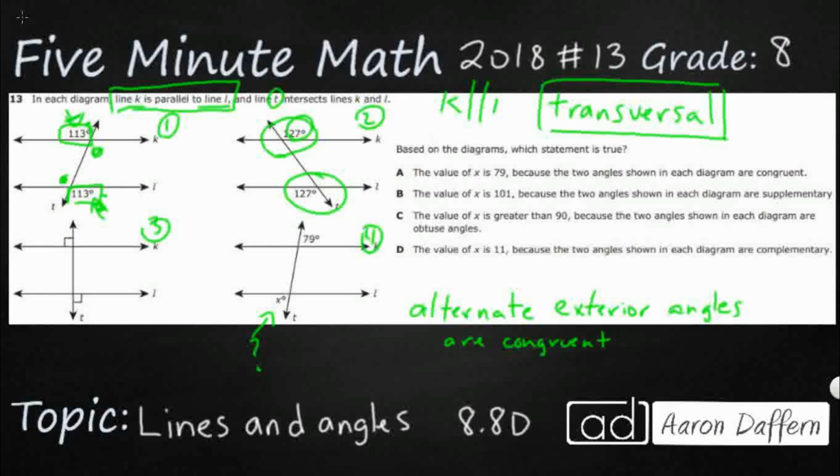I've got 127, 127. Those are congruent. They are on alternate sides of the transversal, and they are on the exterior. All right? They don't give me the number, but these are right angles, so these are 90. They are on alternate sides of the transversal. They are on the exterior side of both parallel lines, and they are congruent, which means, there we go, 79 and x are on alternate sides of the transversal. They are on the exterior side, and they are equal, so the answer is A.